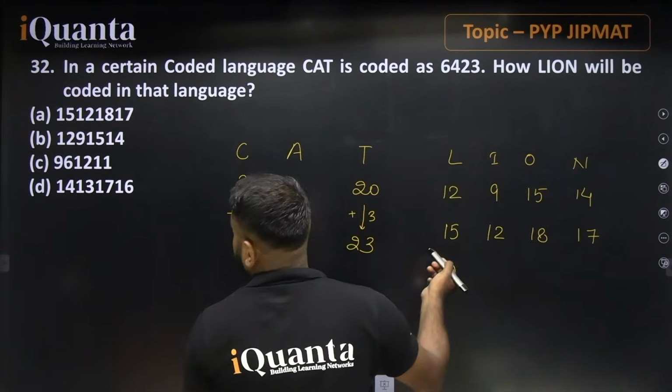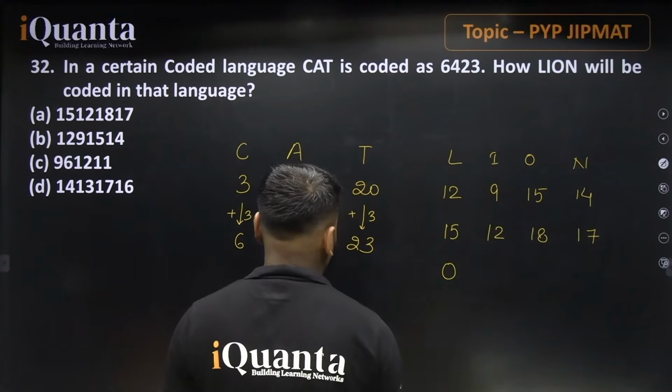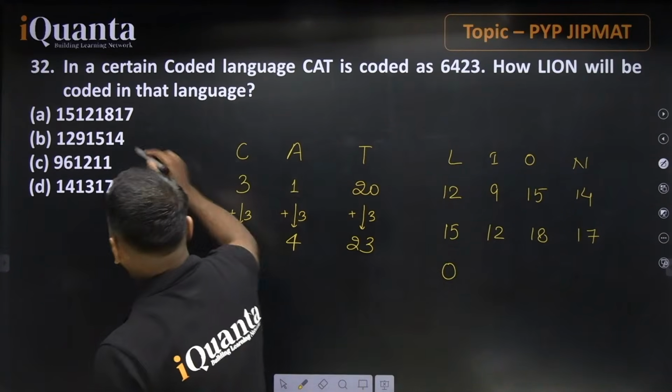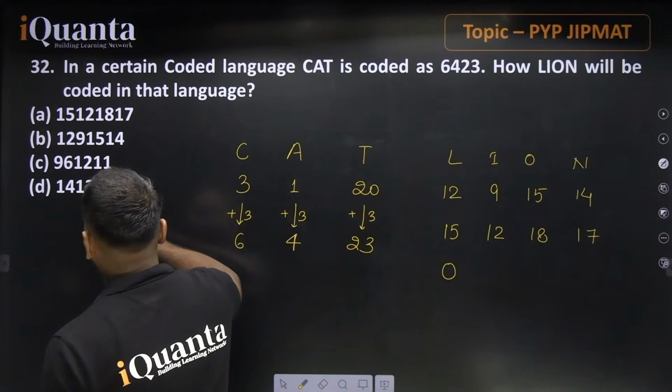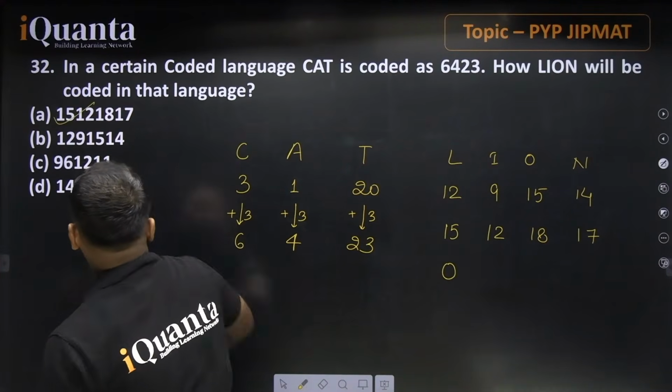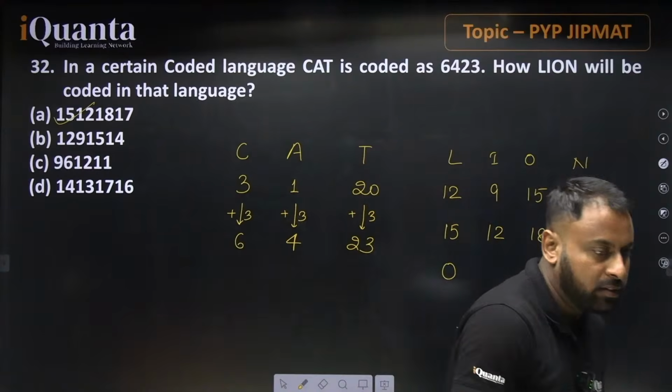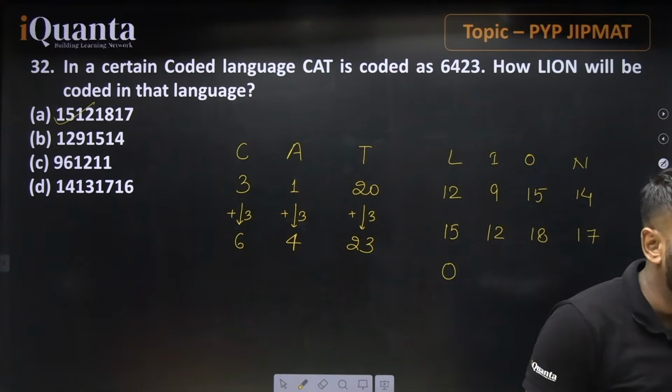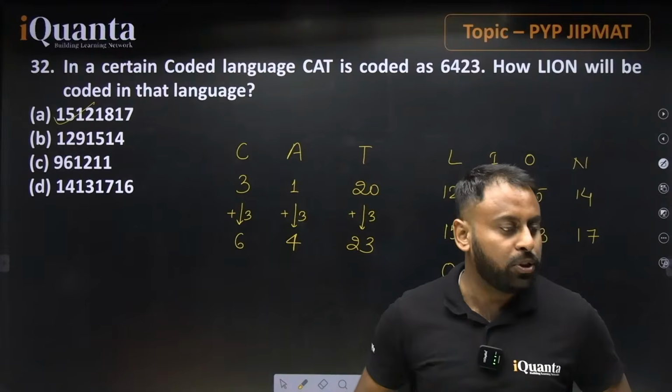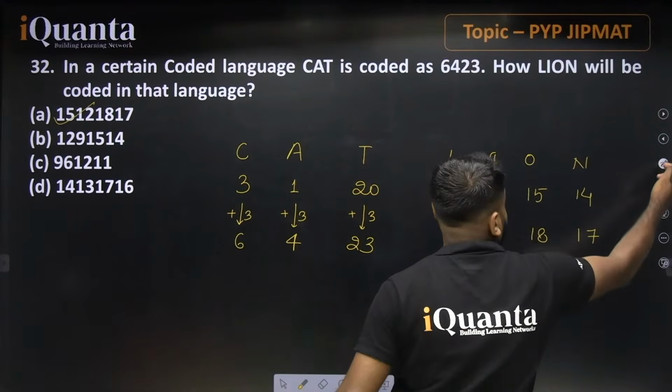So 15, acha, we don't have to convert into alphabet. 15 12 18 17. 15 12 18 15. We don't have any. Yes, option number A is the right one, correct? Option number A is the right one. Beta, 15 12 18 17 is the right answer. So option number A is the right answer for this particular question.